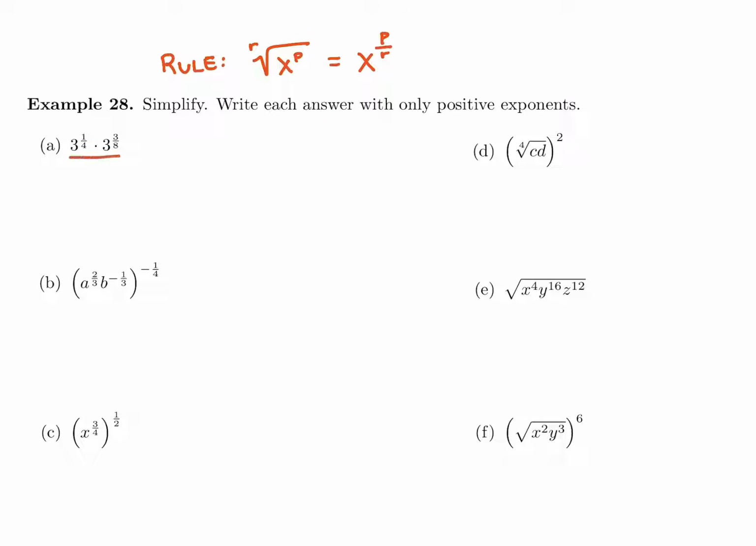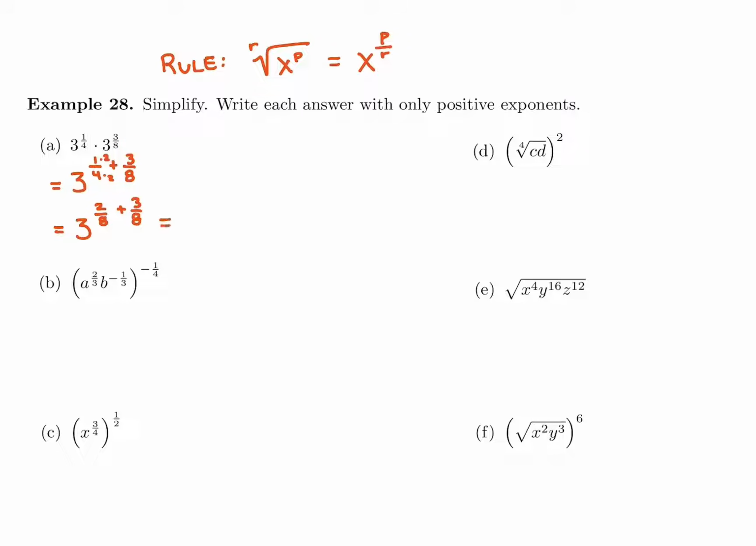So looking at this first example, we're multiplying bases, which means we're going to add our exponents. So we're going to have 3 to the 1/4 plus 3/8. Well, to add exponents, we need to have the same denominator. So I'm going to multiply this by 2 in the top and the bottom so that it can be over 8. So I'm going to get 3 to the 2/8 plus 3/8.